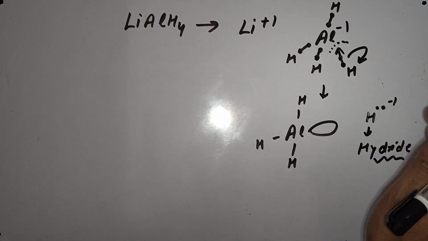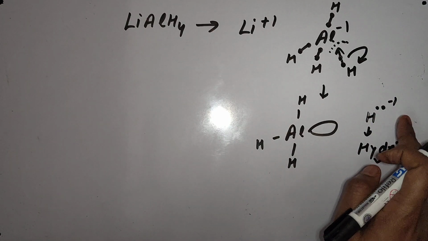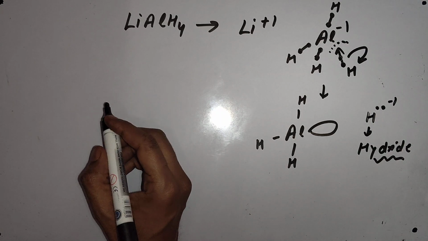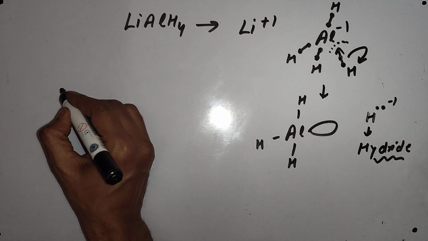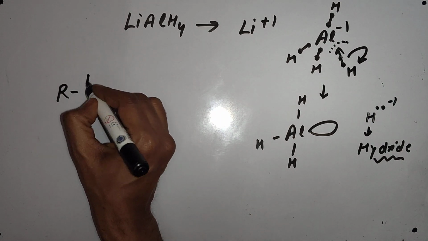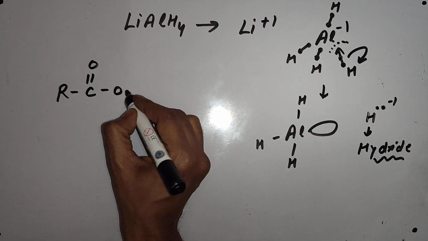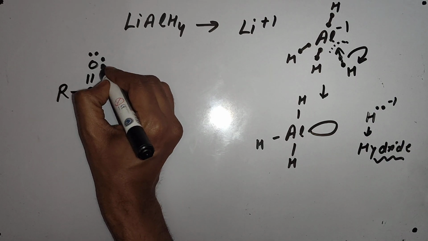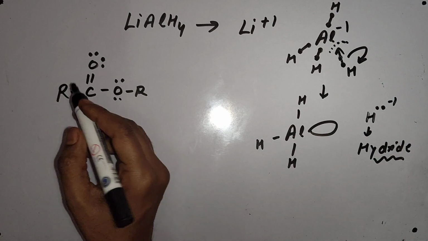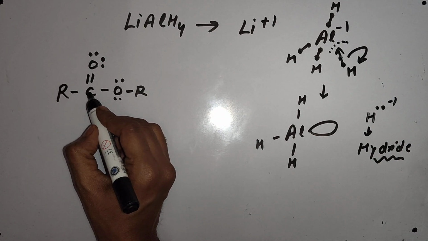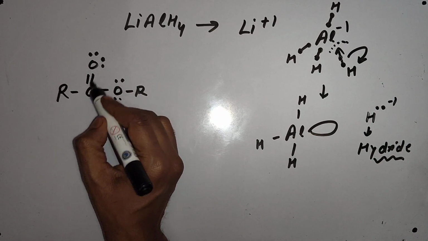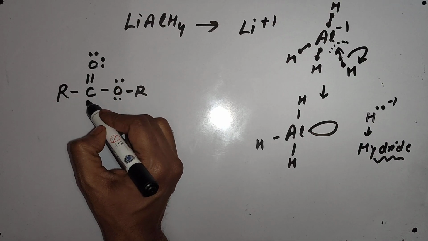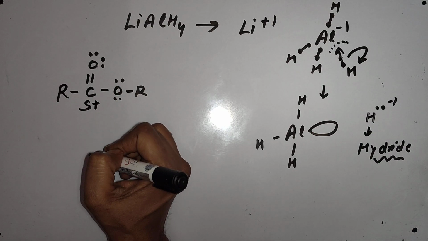A nucleophile wants an electrophile. It will attack a positive particle. Where do we have a positive particle? Let's check the ester. In an ester, which is the positive particle? This carbon, because it is connected with 2 oxygen atoms which are highly electronegative, so it is carrying a high positive charge.